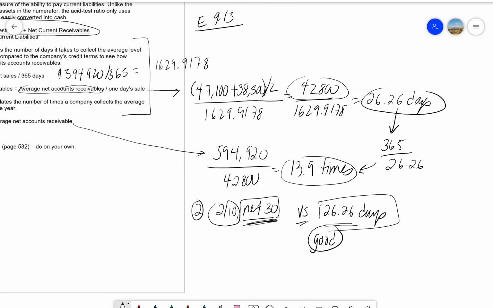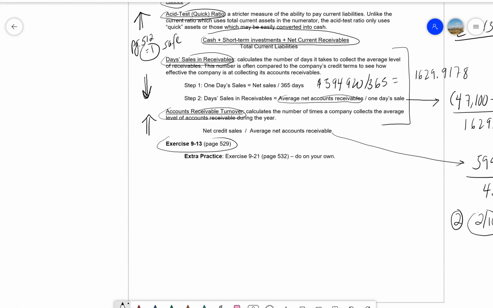Now, just to wrap up this chapter, this is a good exercise to do on your own. So I posted the solution of 9-21 in D2L Brightspace, so do that on your own. And that brings us to the end of this chapter 9 tutorial on receivables.